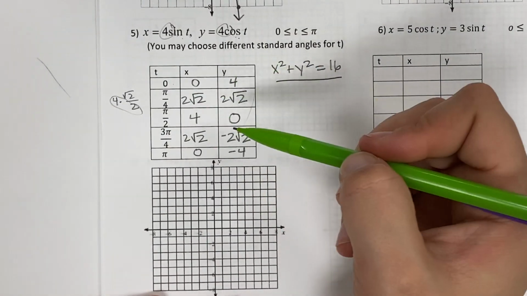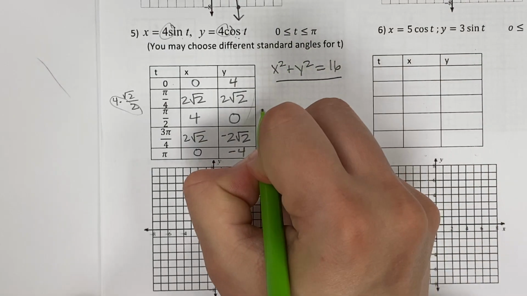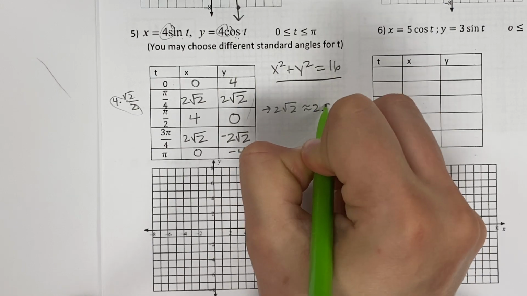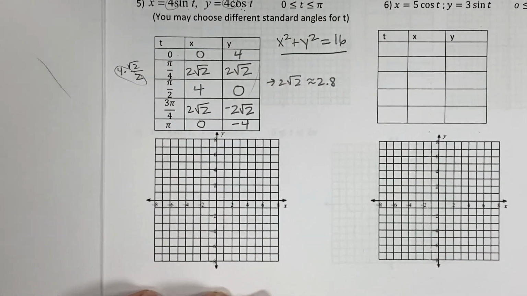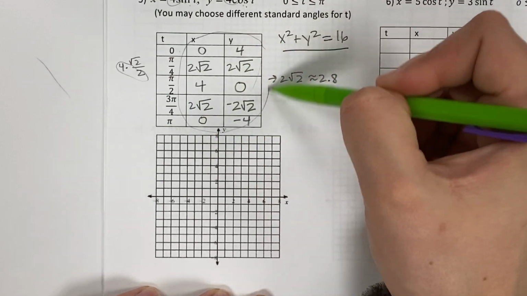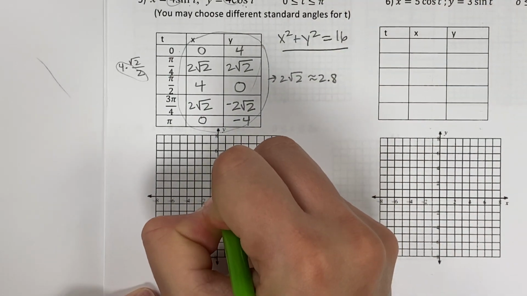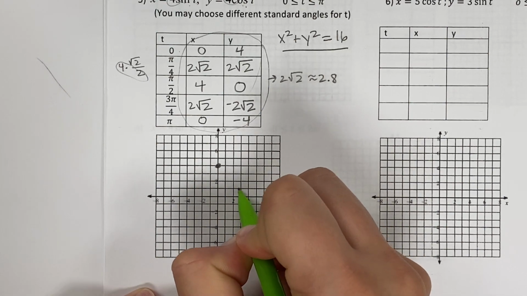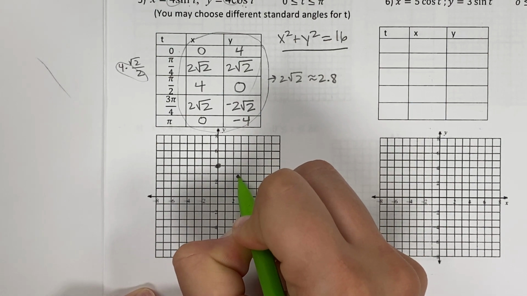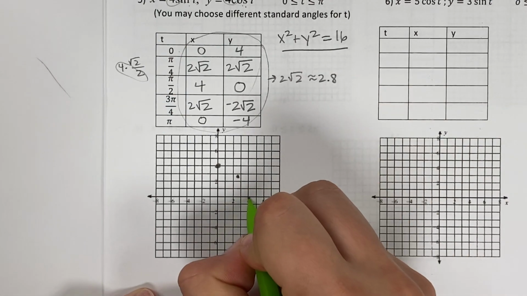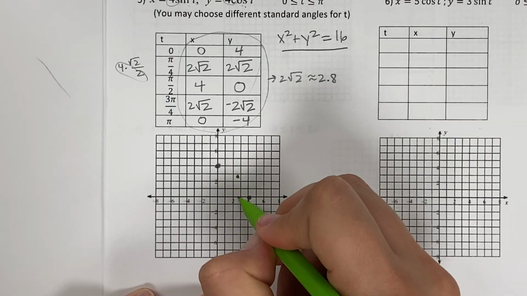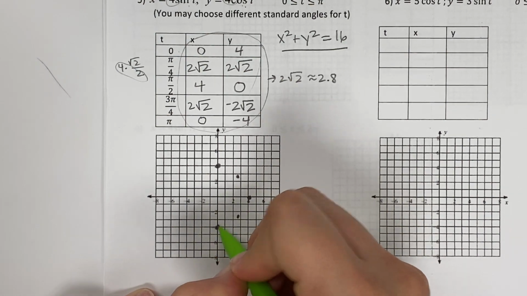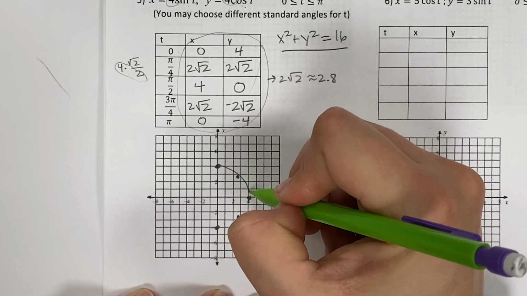So here's what I have to plot. Now I know we don't have a calculator for this, so I'm going to tell you that 2 root 2 is about 2.8. Just know that whenever you're plotting these points for x and y. So 0, 4, 2.8, 2.8. Perfect. 4, 0, 2.8, negative 2.8, 0, negative 4. So there's our half of a circle.